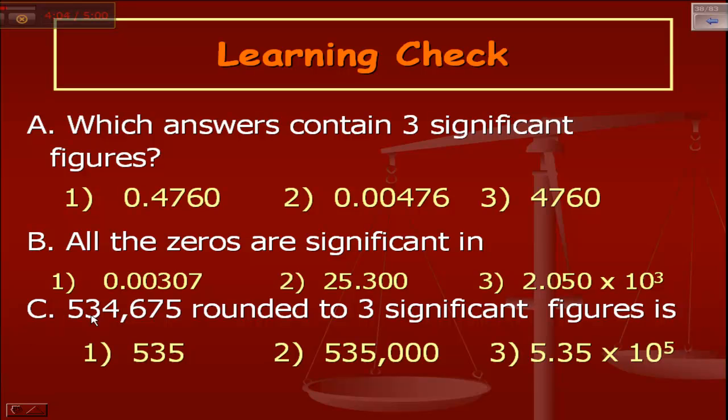And C, 534,675 rounded to 3 significant figures is going to be number 2 here, 535,000, or number 3. Because if we move that decimal point, we would get 535,000. So it cannot be 1 because that's not the same number.